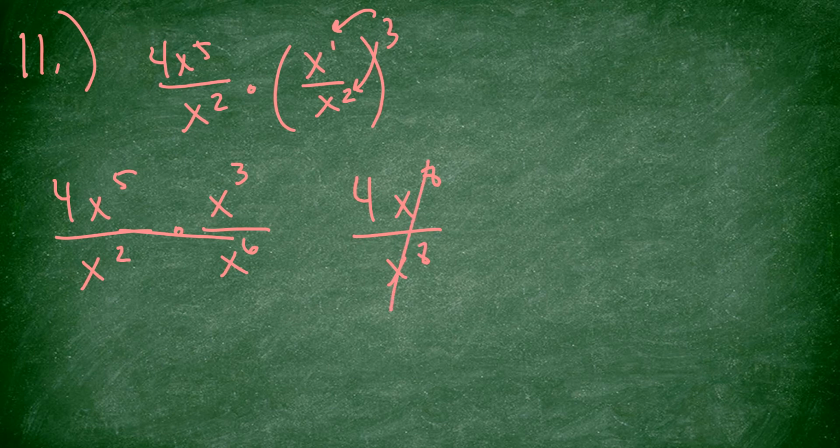Look, x to the 8th over x to the 8th, those cancel, so you're left with just 4. Not 4x, just 4, because x, when they cancel, really becomes x to the 0, which is 1. So that's why this is gone. All right, that's it for 11.